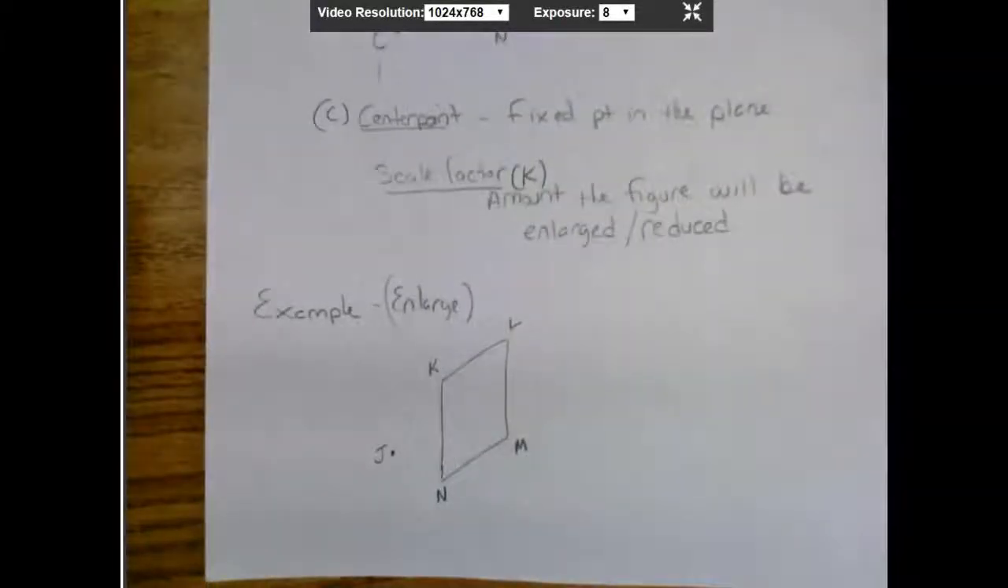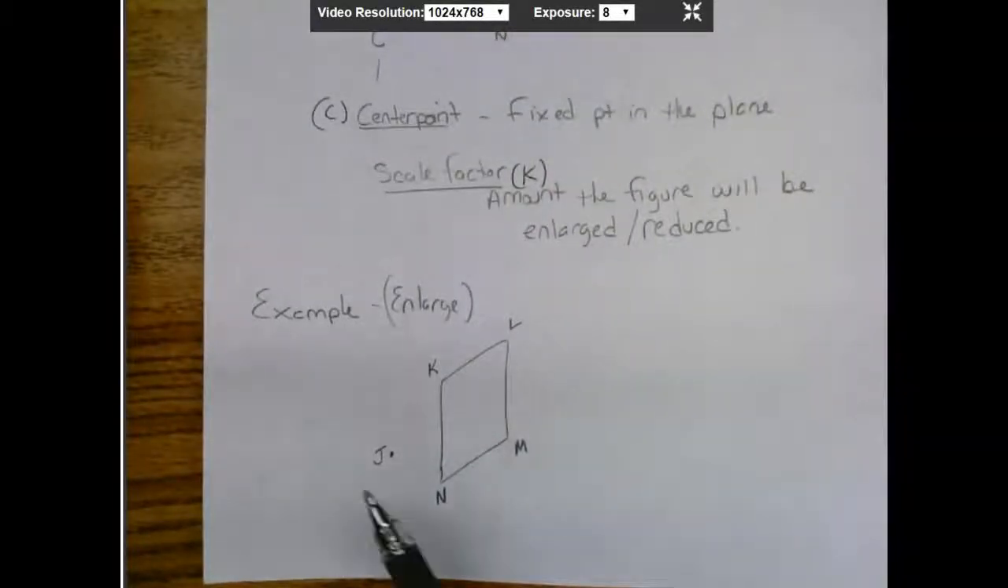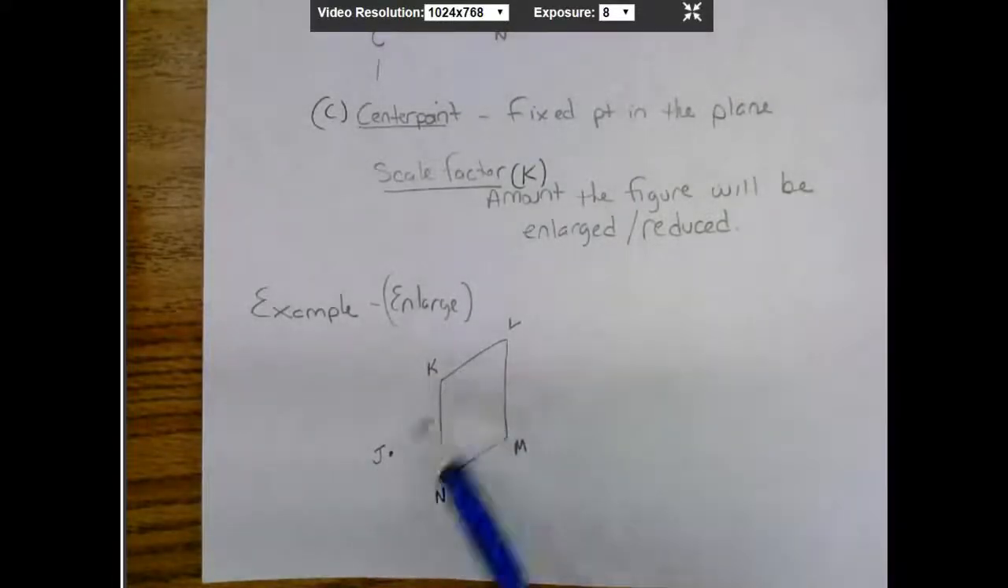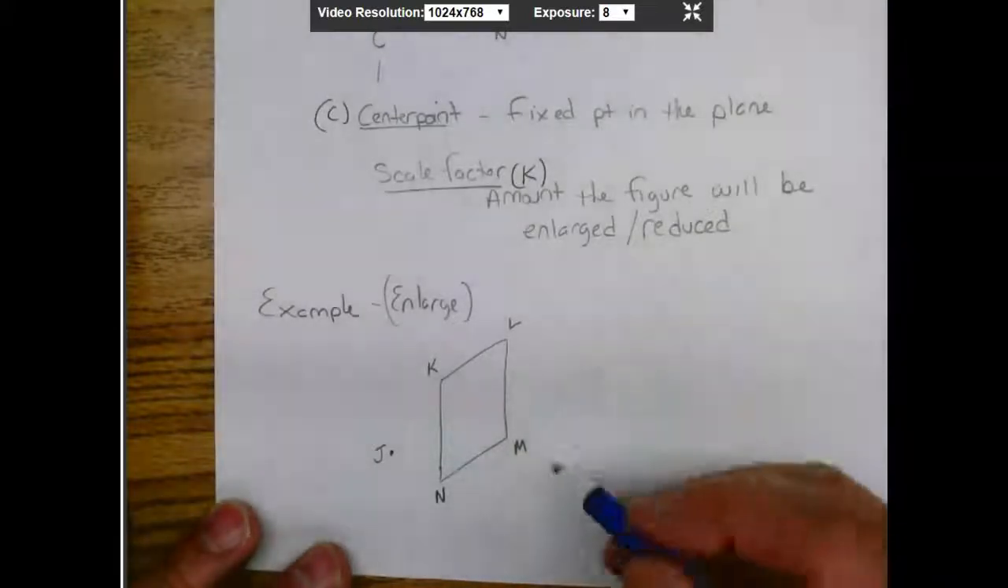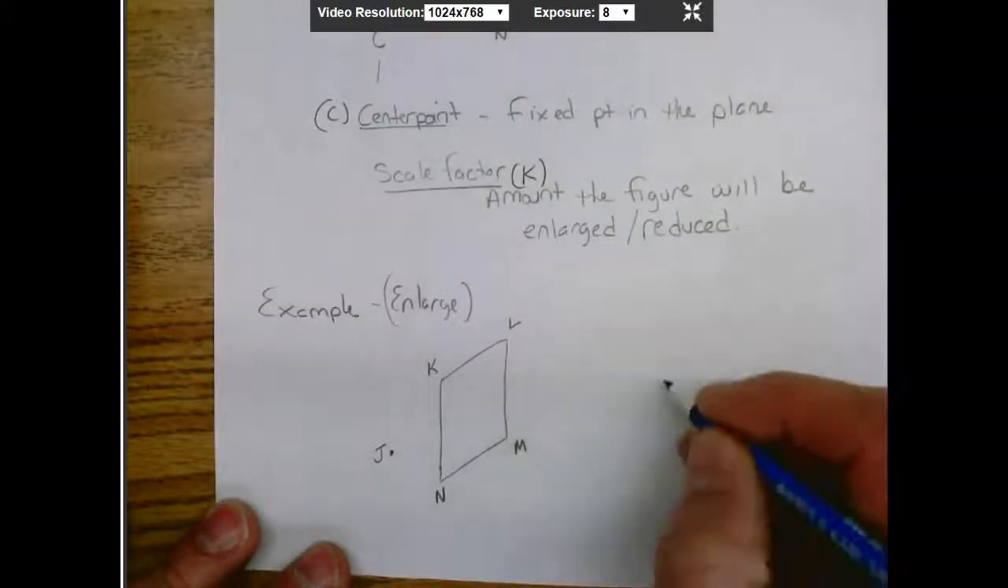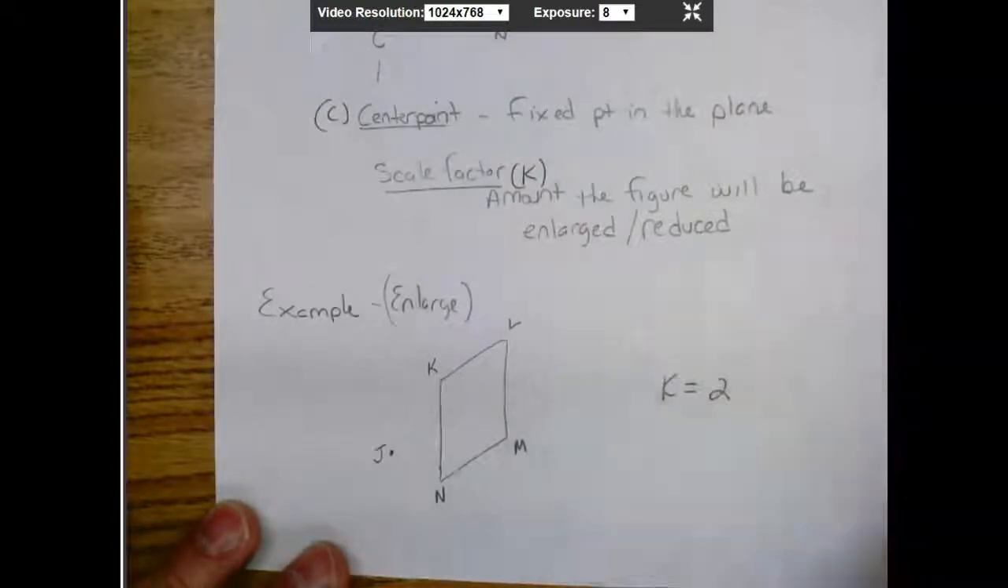And what you do with these is you take the center point, and J is going to be the center point on this. And I'm going to pause here and get a ruler and kind of show you how to do this. So what you're going to do here is you're going to go from this center point, and you're going to draw lines to each of the vertices in the shape. And let's say the K is equal to 2.